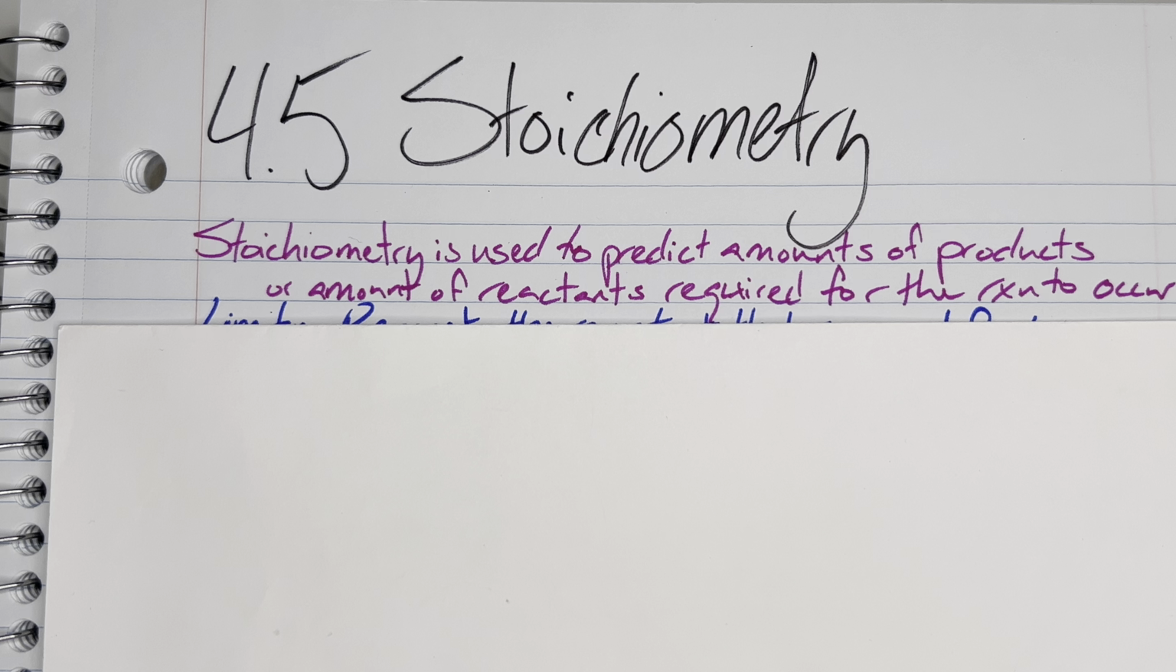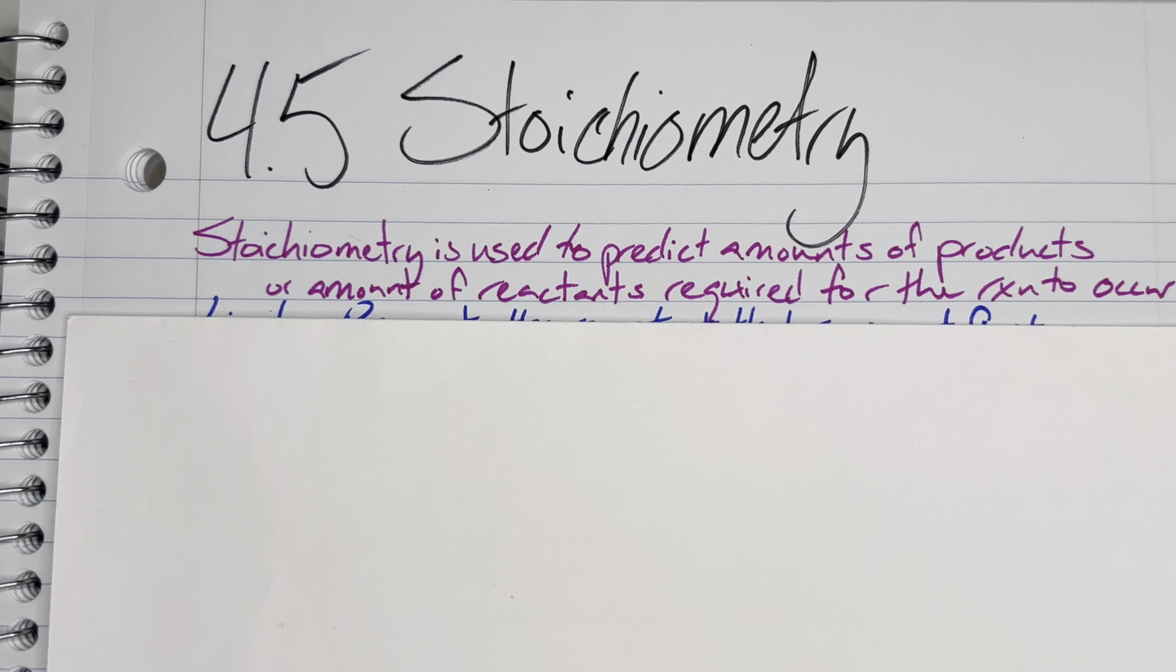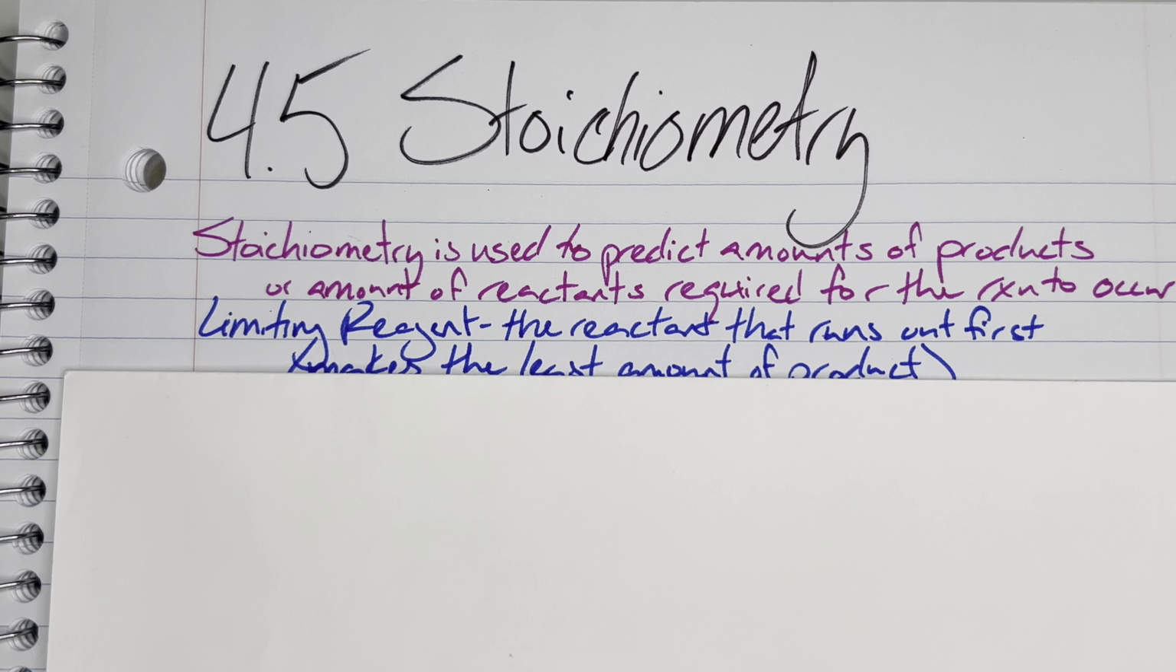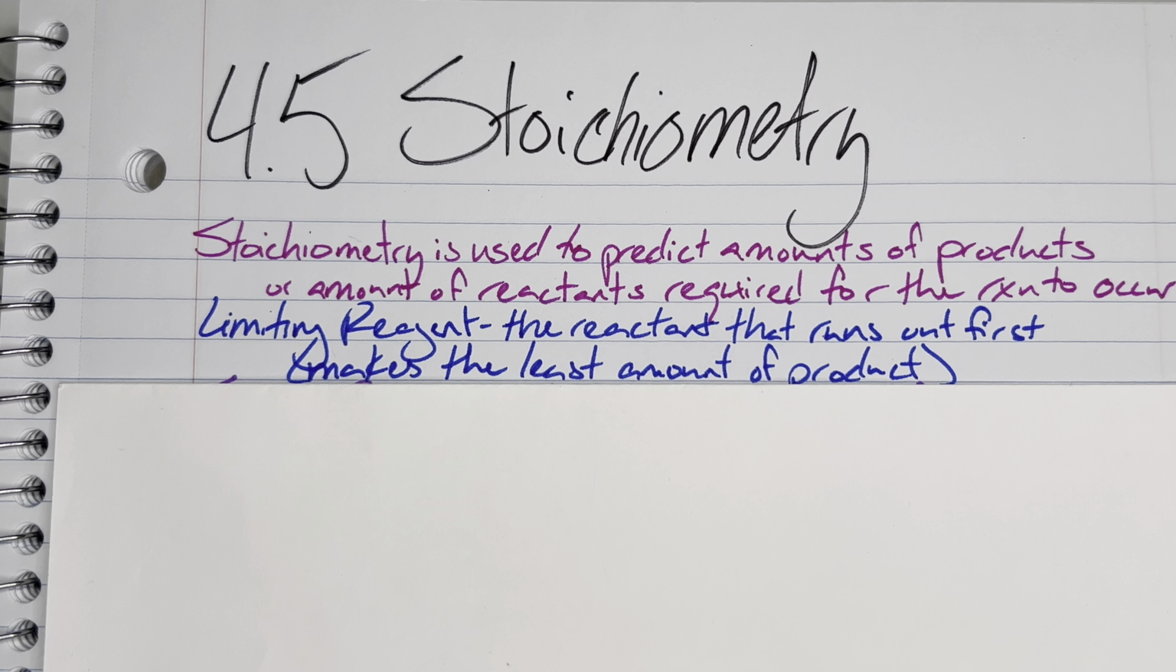AP Chemistry, Unit 4.5, Stoichiometry. Stoichiometry is used to predict the amounts of products or the amounts of reactants required for a reaction to occur. So some definitions that we'll need for stoichiometric calculations.